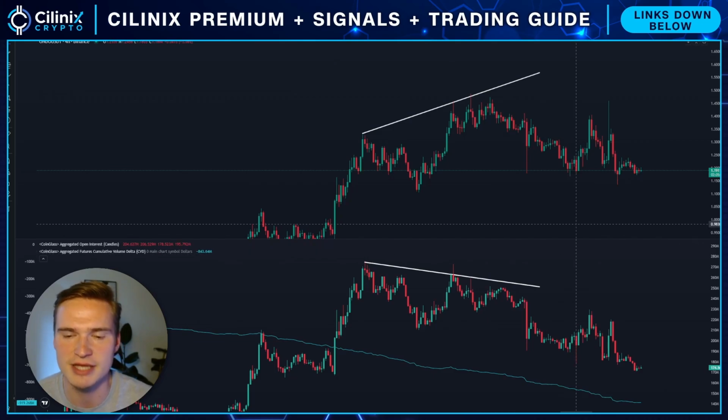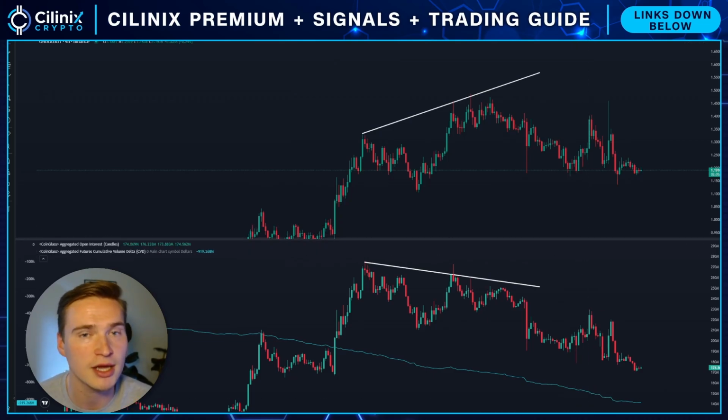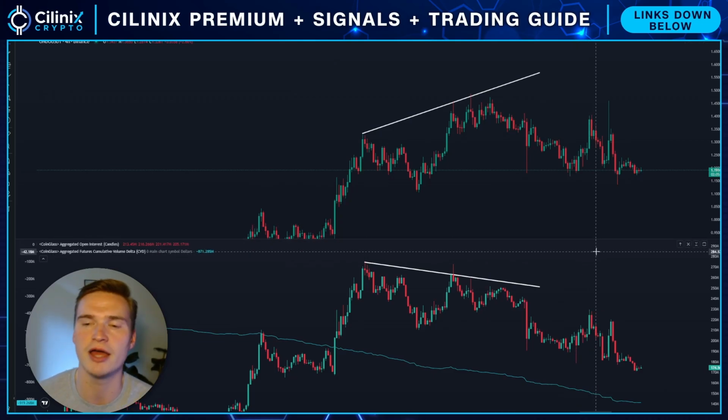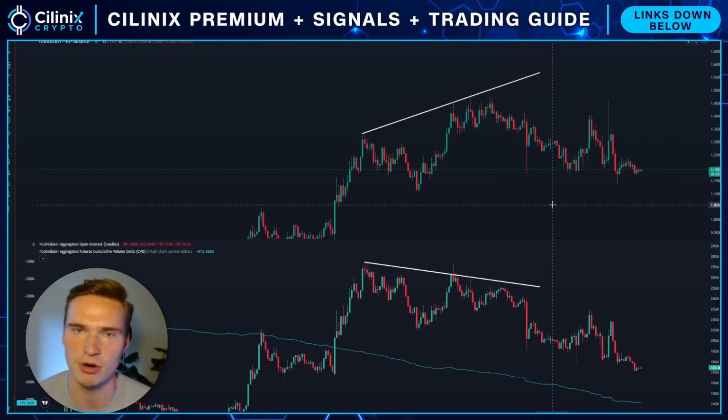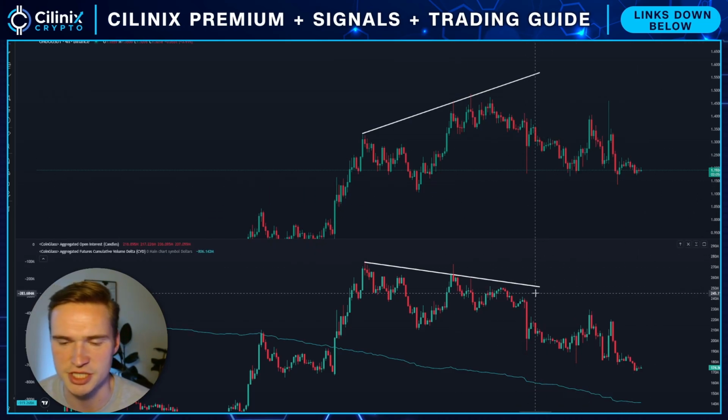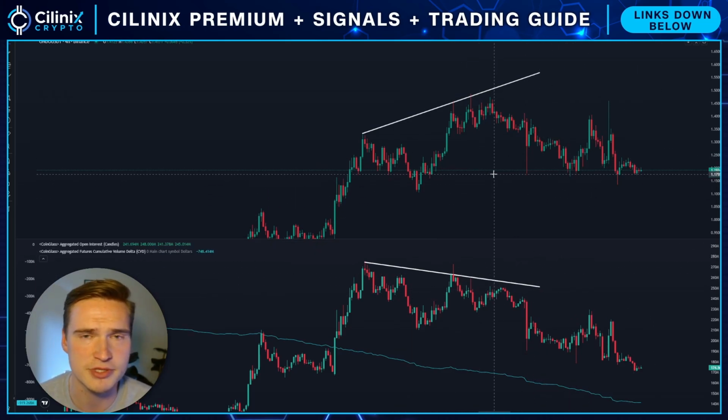And open interest is basically the amount of money in open positions. So if I open a long that's worth $1,000, then the open interest goes up by $1,000. If I close that long, then it drops down by $1,000. So it's the total amount, either in number of contracts or in total money in general, that's opened.